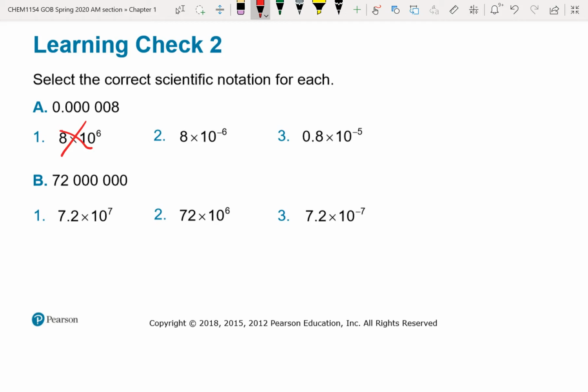What's wrong with 3 though? What's incorrect about this? The coefficient, right? The 0.8, exactly. Somebody said 0.8. That coefficient has to be a number between 1 and 10. So we can also eliminate that one if we didn't know anything about moving decimal points, which leaves us with the only one. All right, and then similarly 72 million, that's a pretty big number. So we can eliminate that one with the negative exponent. We can eliminate this one because the coefficient here is not a number between 1 and 10, which leaves us with that. We can confirm. There's our decimal point, 1, 2, 3, 4, 5, 6, 7.